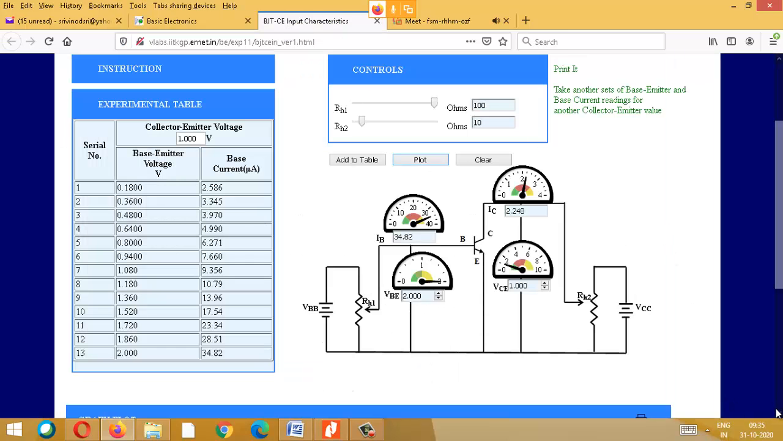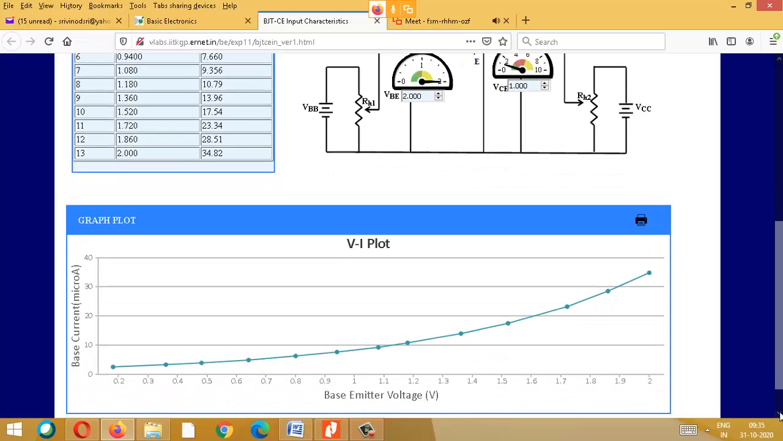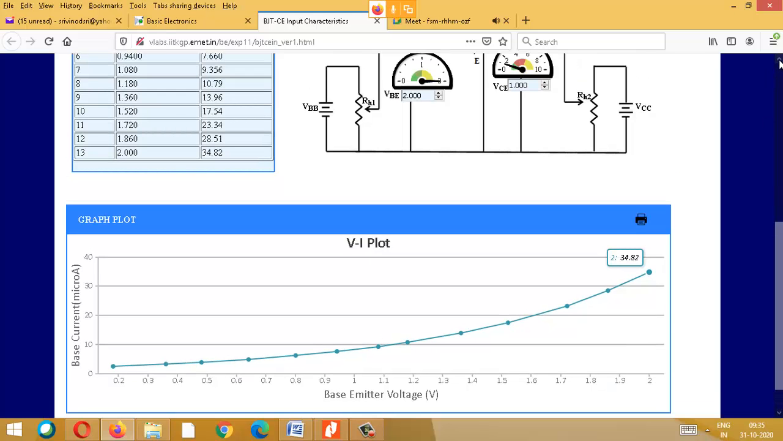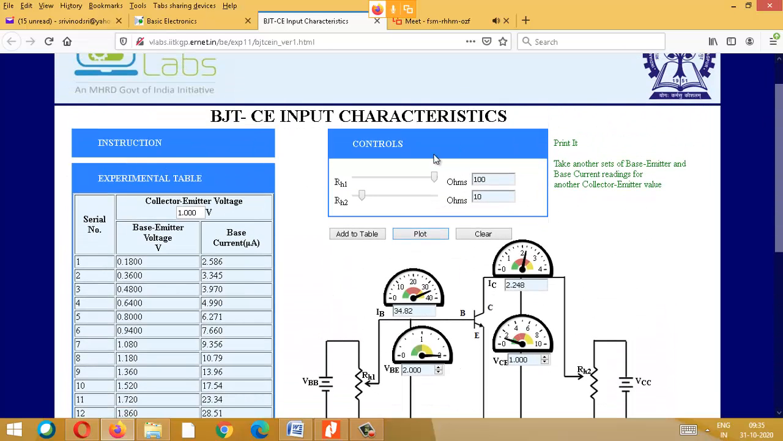Before doing that, you have to see this graph clearly: by keeping the output voltage at 1 volt, your maximum value was around 34.82 at an input of 2 volts. Let us try to remember that value alone. Now let us increase my input voltage. They are saying please keep it at 2 volt. I have kept it at 2 volt.